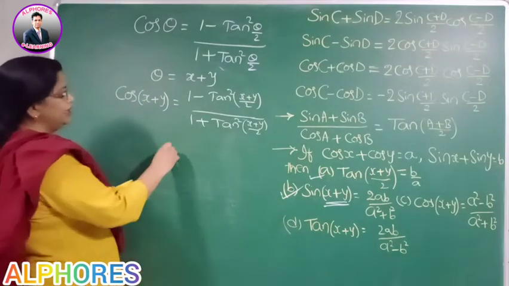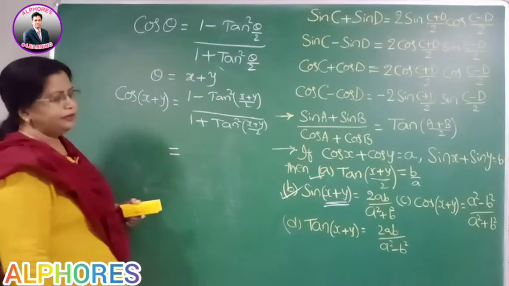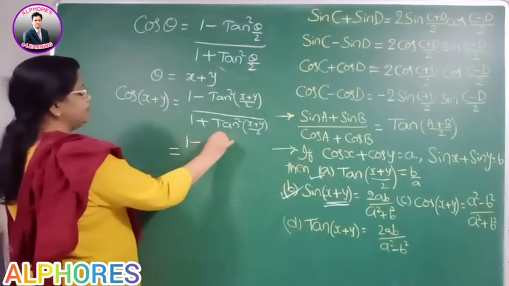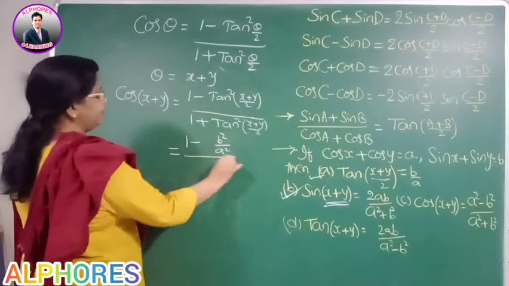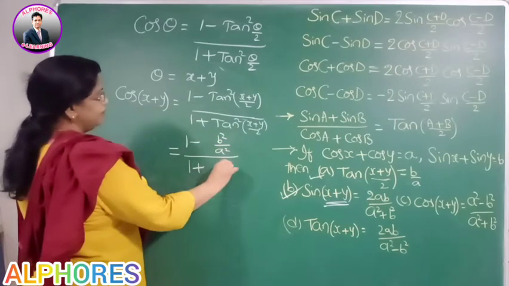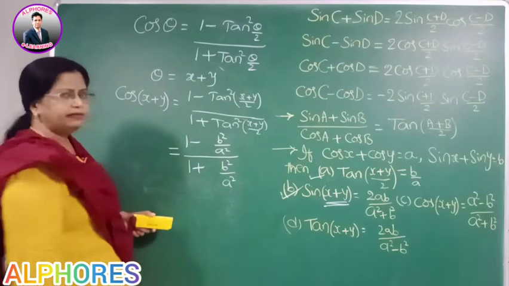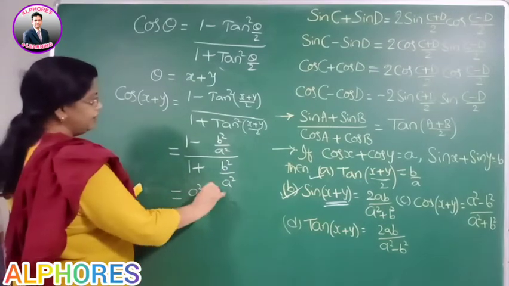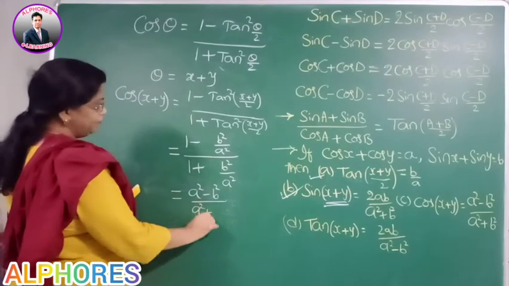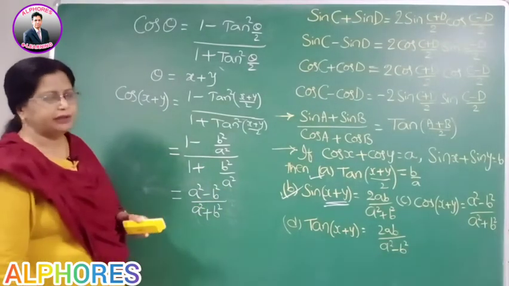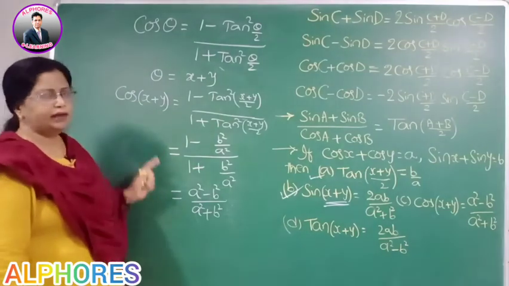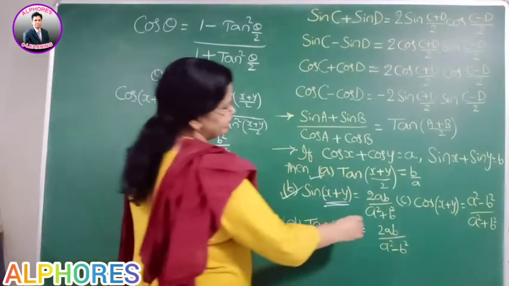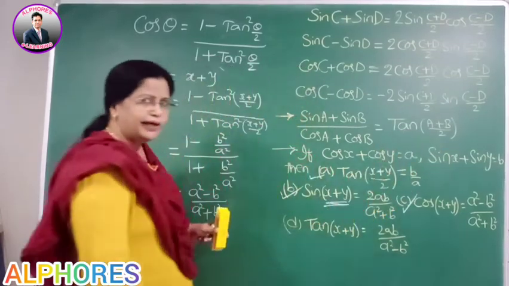Now let us substitute the value of tan (x plus y) by 2, that is 1 minus b square by a square whole divided by 1 plus b square by a square, right? Now let us take LCM again, thereby you will get a square minus b square by a square plus b square. So in this way you got cos of x plus y as this answer. Therefore students, option C is also the right answer.